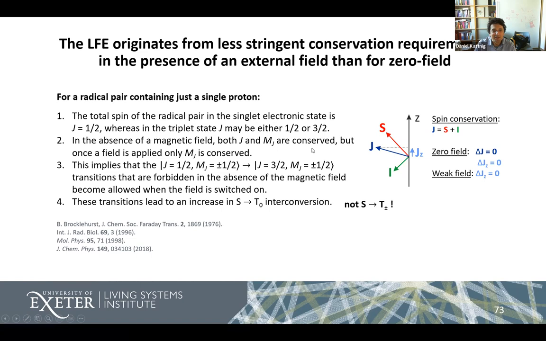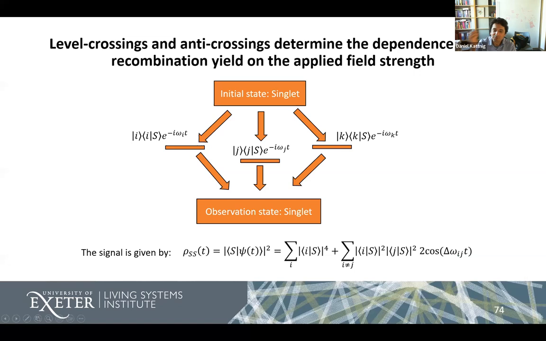Only MJ is conserved. But that means that we can, for example, induce transitions of this kind, whereby an overall doublet state with J equals 1/2 is converted into a triplet state whilst preserving the projection. This can, for example, be realized by converting S to T0, but not by converting S to T plus minus. This gives rise then to this nice magnetic field effect.